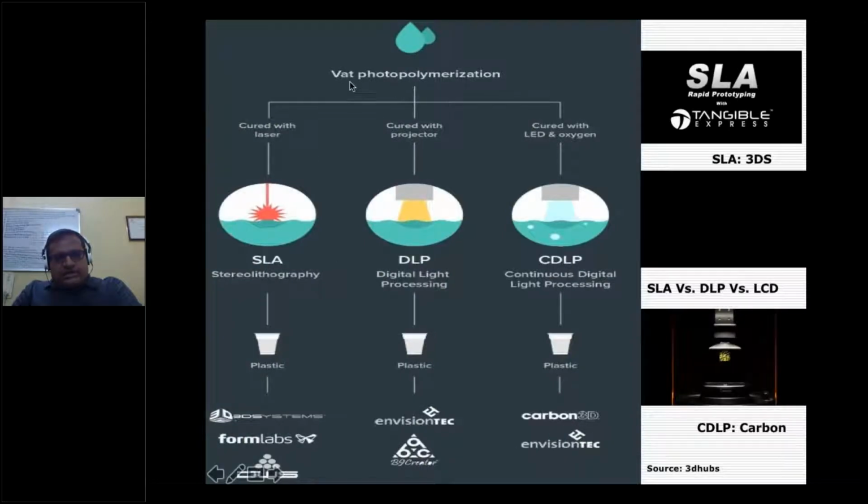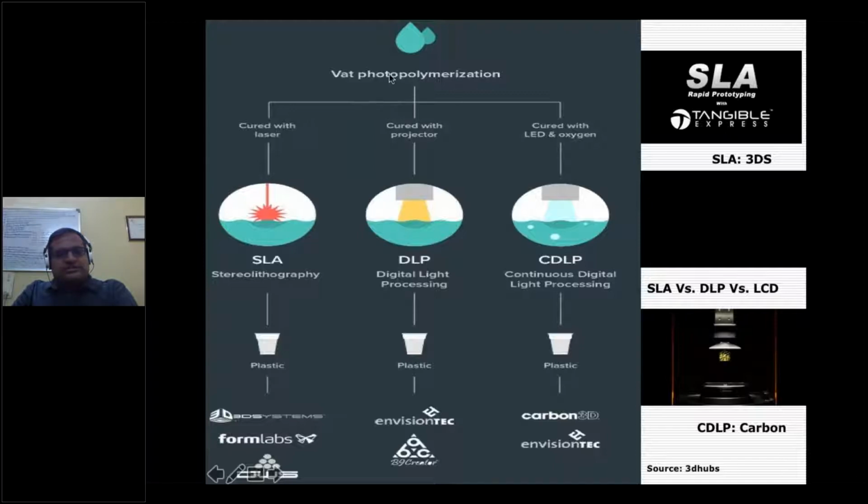The name suggests that there is a vat, meaning the raw material is taken in a vat or a tank. Of course, the raw material here is plastic only, and that is a thermoset plastic. It is taken in liquid form, and you put it in a tank. In this term photopolymerization, it means your raw material is photosensitive, meaning once you expose it to light, it will start to solidify. That is the meaning of the photopolymerization process.